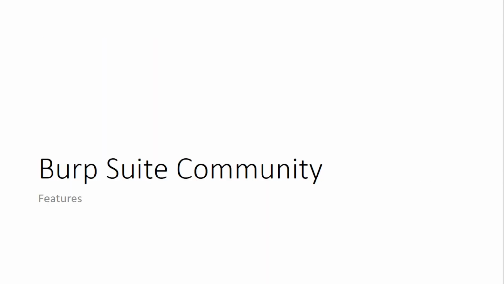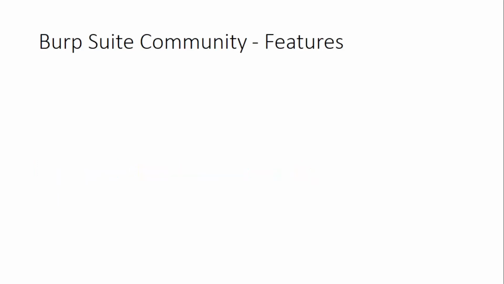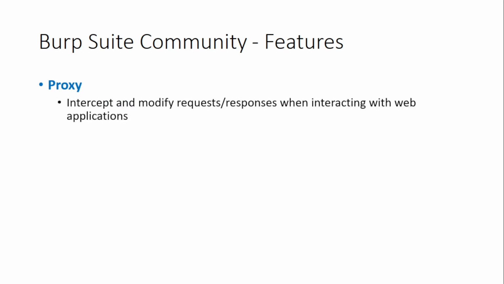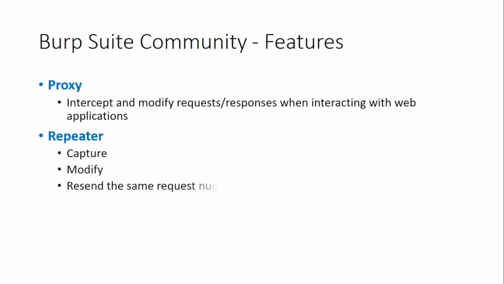So now that we've talked about the different editions of Burp Suite, we'll focus on the Community edition and its features, because we're broke and this one is free. The features that we get here are the proxy, which is used to intercept and modify requests and responses when interacting with web applications. The repeater, which is the second most well-known Burp Suite feature after the proxy, allows us to capture, modify, and then resend the same request numerous times.